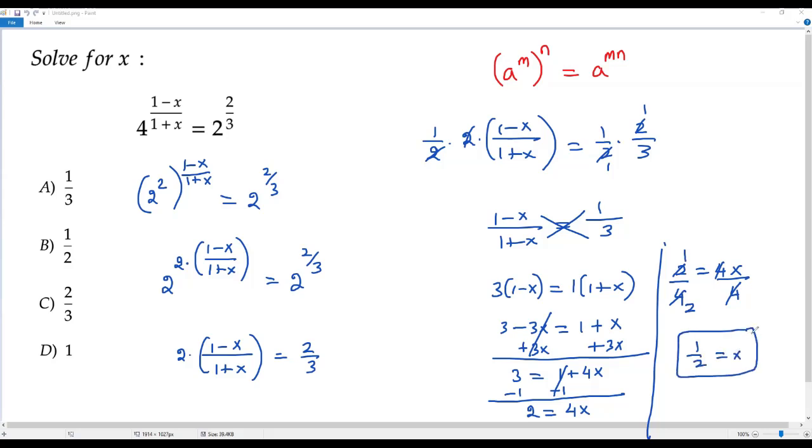So in the given exponential equation, I have solved for x. The value of x is 1/2. I find this value 1/2 in option B. So the correct answer choice for this question is option B.